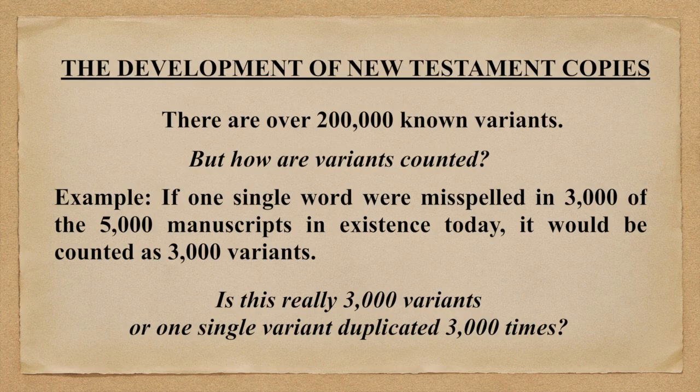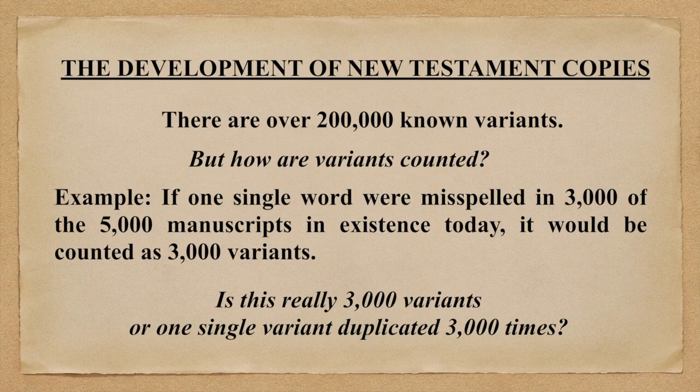Second, how are the variants counted? In actuality, the number of variants is rather insignificant due to the manner in which they are counted. For example, if one single word were misspelled in 3,000 of the 5,000 manuscripts in existence today, it would be counted as 3,000 variants. In other words, if there was one manuscript, which was the mother of the entire family of 3,000 manuscripts, which were all copied from the mother text, then any single variant would be duplicated 3,000 times.